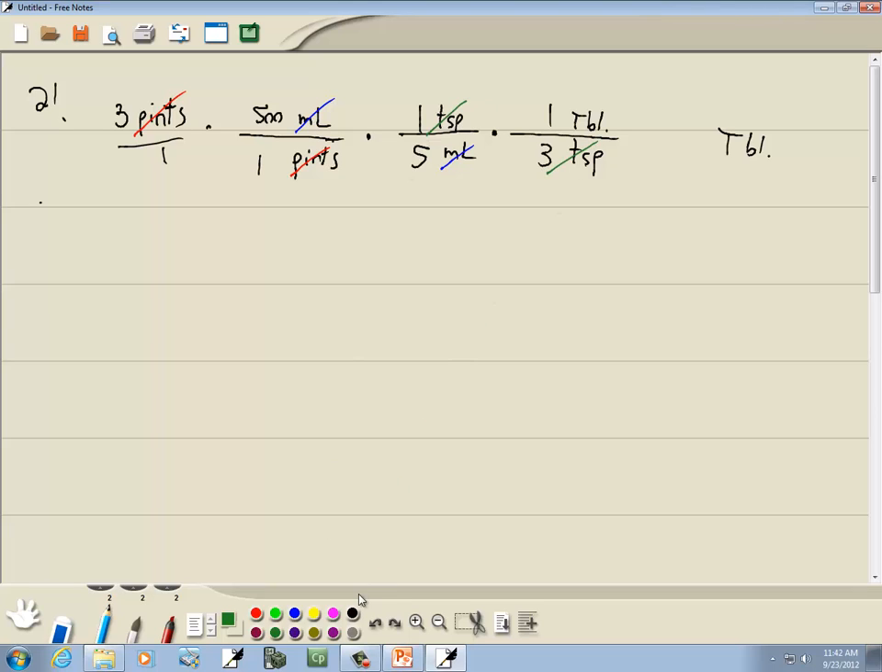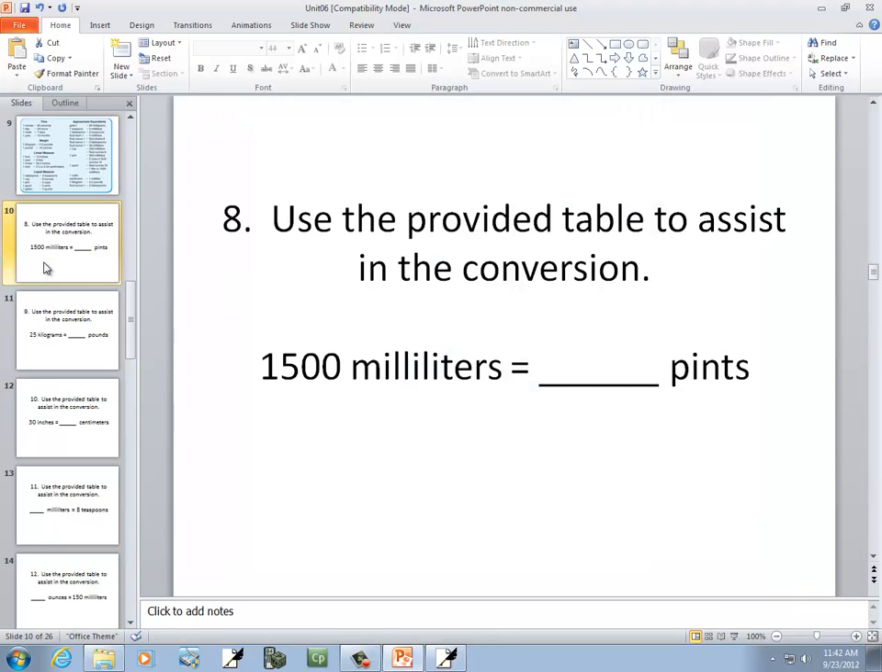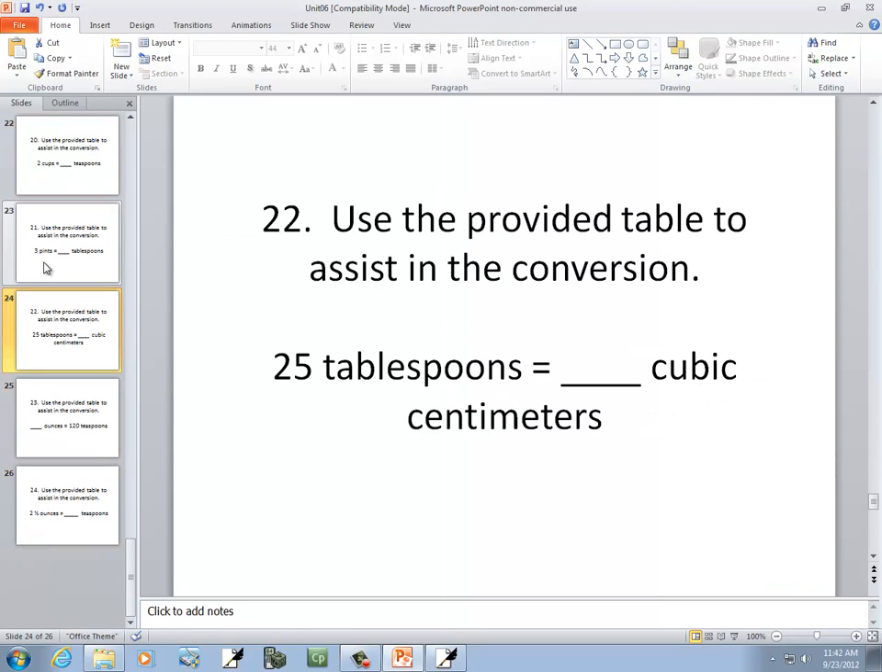Teaspoons cancels here. Well, multiply all the numbers together on top. 3 times 500 is 1,500. Times 1 is still 1,500. Down below, 1 times 1 is 1. Times 5 is 5. Times 3 is 15. And 1,500 divided by 15 gives us 100 tablespoons. And that would be our answer. And let's look at number 22.